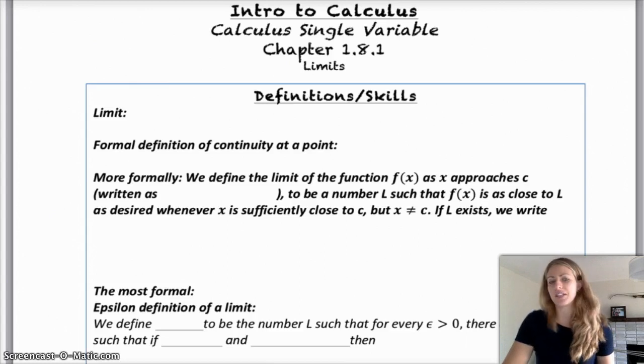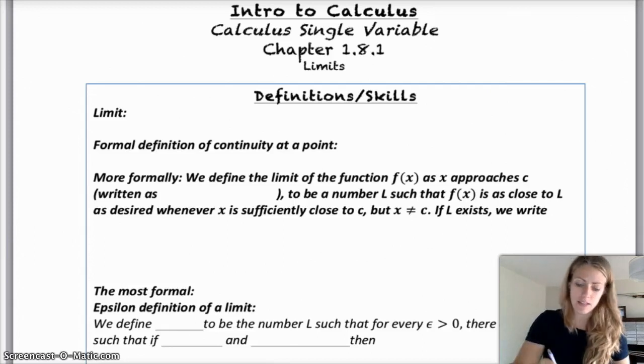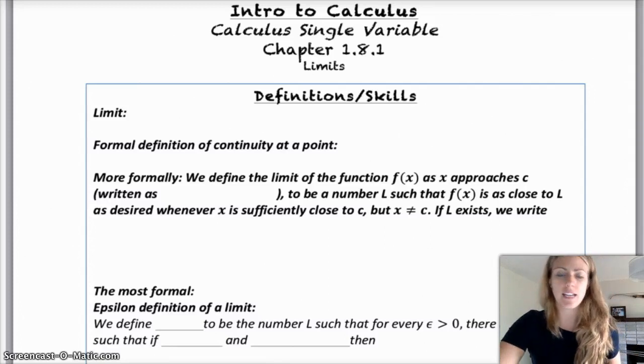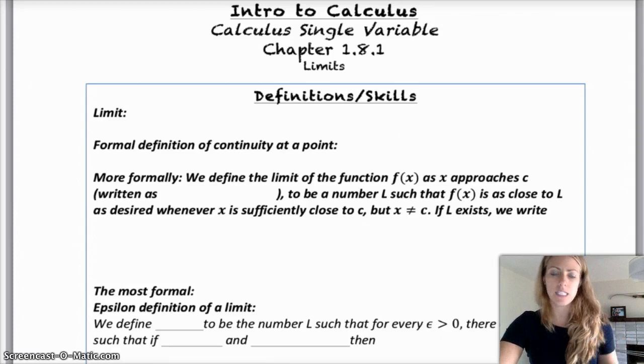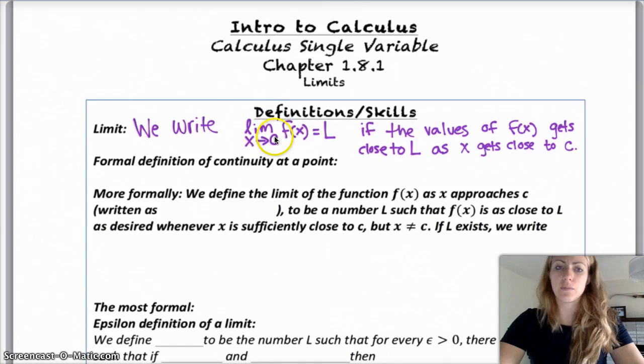Yeah, that's about it. And more formally, it's written as the limit, LIM for short, as x approaches some number c of a function f of x equals a number. So I'm going to write that out for you. I think it makes more sense if you can see it. So we write the limit as x approaches c of f of x equals L if the values of f of x get close to L as x gets close to c.